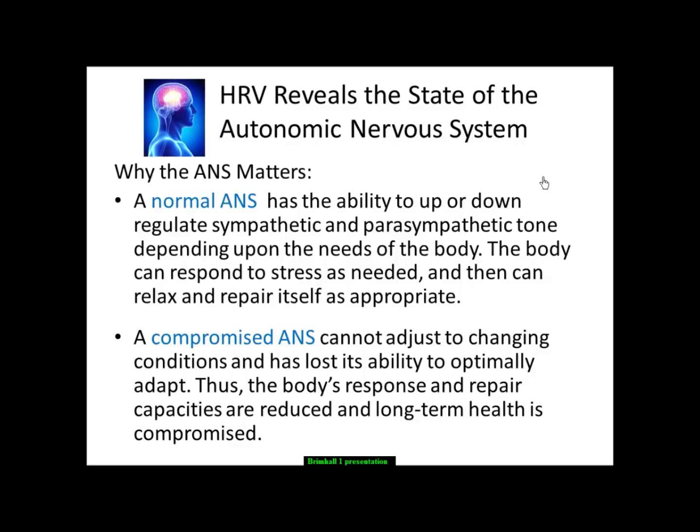Well, a normal autonomic nervous system has the ability to up or down regulate sympathetic and parasympathetic tone, depending on the needs of the body. The body can respond to stress as needed, and then can relax and repair itself as appropriate. And that's a nice, healthy autonomic nervous system function.